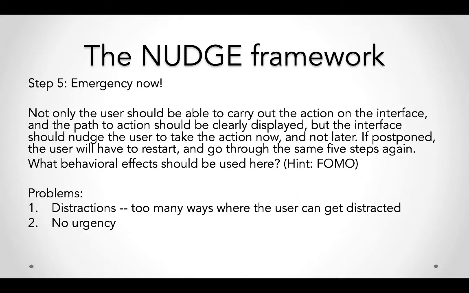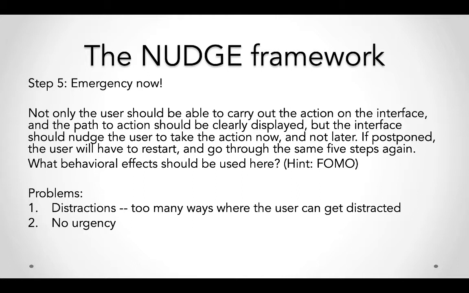What happens if I don't want to do it now? I'll have to come back later, and then I have to run through the same 5 steps that we're doing right now. So what behavior effects should be used here? If you remember, the hint is FOMO, fear of missing out, loss aversion, right? Scarcity. If there's no urgency, then I don't have any incentive to do it now, and I'm going to get out. Or again, if we have too many distractions.